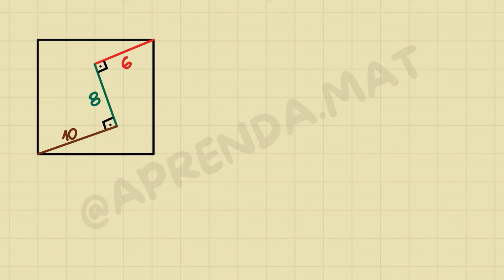So what am I going to do? I'm going to connect the top red segment to the bottom brown segment. In this case, I'm going to draw the diagonal of the square. So take a look here. When I draw the diagonal of this square, which I'll call D, let me mark it here in purple, D, we already have an extremely important piece of information.